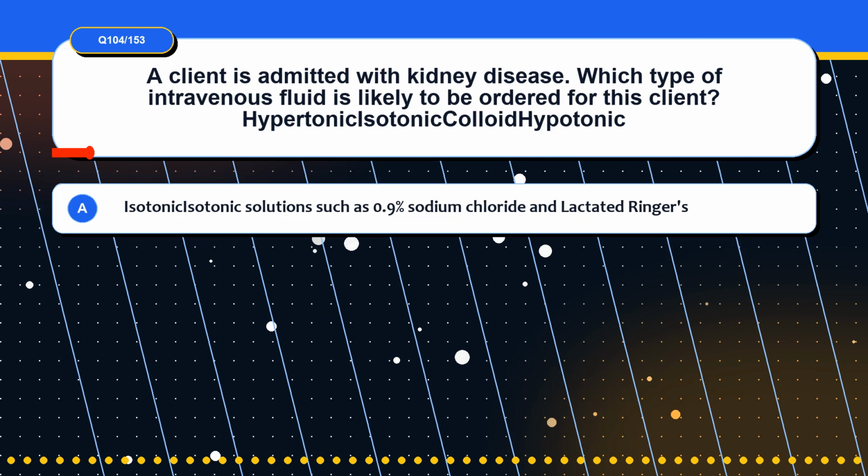Question 104. A client is admitted with kidney disease. Which type of intravenous fluid is likely to be ordered for this client? Hypertonic, isotonic, colloid, hypotonic. Here are the options. Option A. Isotonic solutions such as 0.9% sodium chloride and lactated Ringer's.